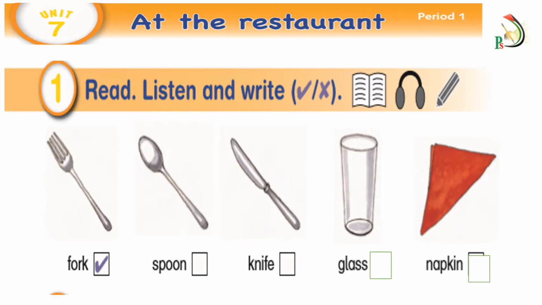I have a fork and a spoon. I have a glass too. Where's my napkin? Here it is. Thank you. Oh, where's my knife? I don't have a knife. Excuse me, could I have a knife, please? Yes, of course.